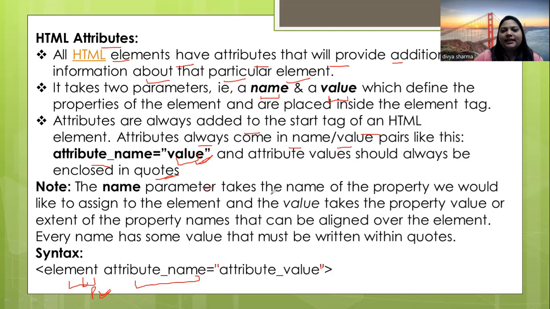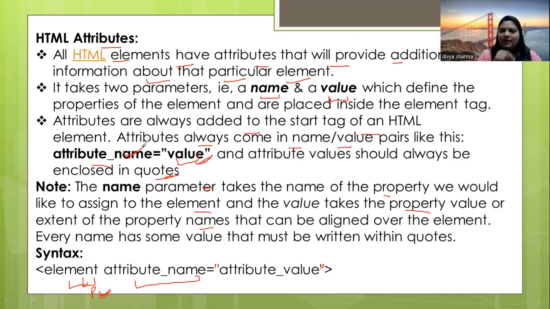The name parameter takes the name of the property we would like to assign to the element, and the value takes the property value or extent of the property. You have to listen to one thing: the name parameter defines the name of the attribute which provides a property to the given element, and corresponding to that attribute name there will be an attribute value, either in pixels or in percentage.